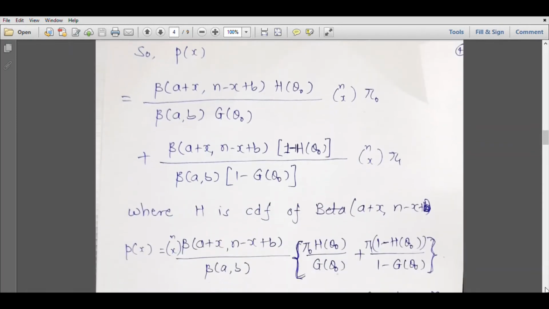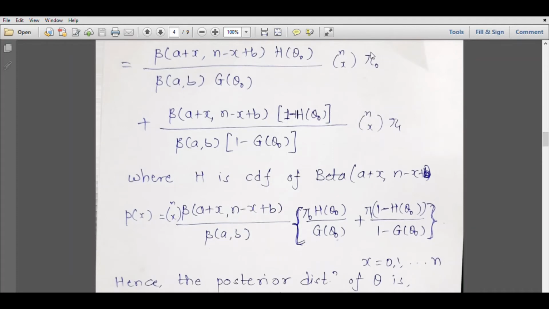Can we adjust it a bit? Notice that you can take n choose x common, and beta(a plus x, n minus x plus b) and beta(a,b) can also be taken common. In the first term I have π0 H(θ0) upon g(θ0) plus π1 into (1 minus H(θ0)) upon (1 minus g(θ0)), where x can be from 0 to n, that being a binomial random variable. The range is not going to change here because the range does not depend on θ.